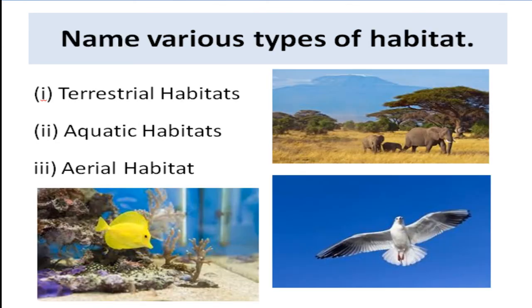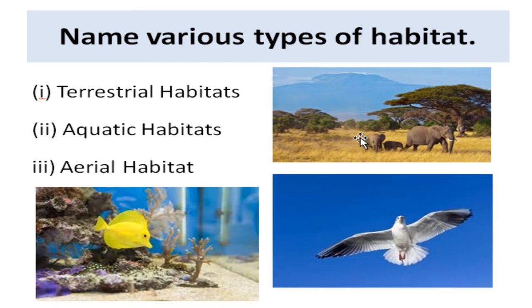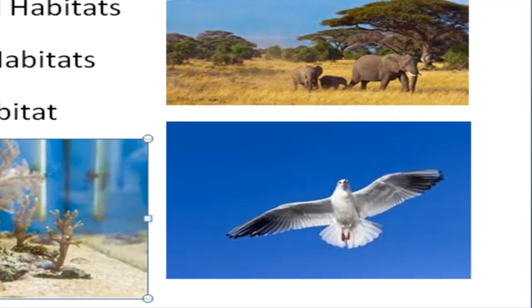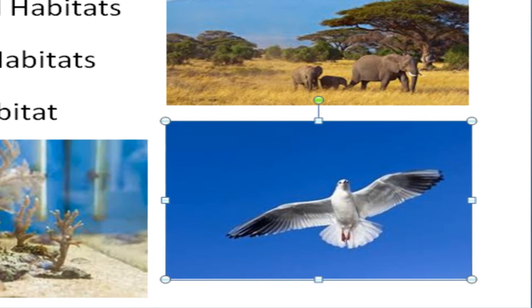Our next question is, name the various types of habitat. So there are mainly three types of habitat: terrestrial habitat, aquatic habitat and aerial habitat.